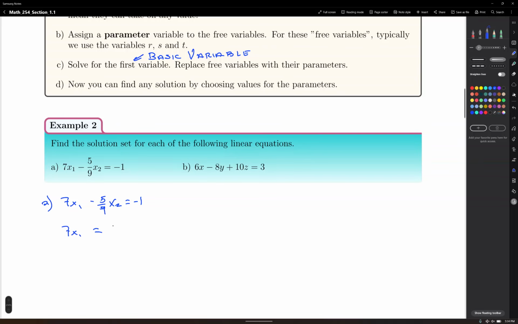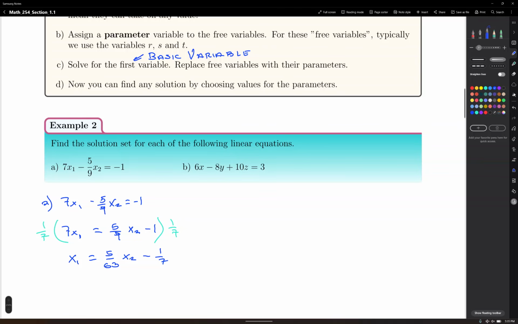7x1 equals 5 over 9 x2 minus 1. And then I'm going to multiply by 1/7 instead of dividing both sides. I think it's better than the division because I don't want to divide the fraction by a number. That's kind of weird. All right. And then x1 equals 5 over 9 times 7, that's 63, x2 minus 1 over 7. Right? So that is our solution.